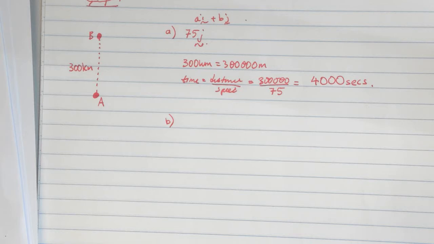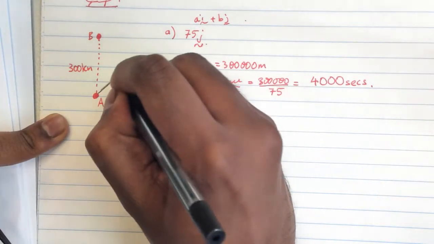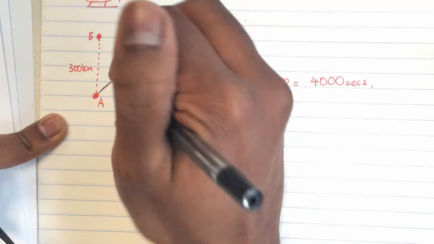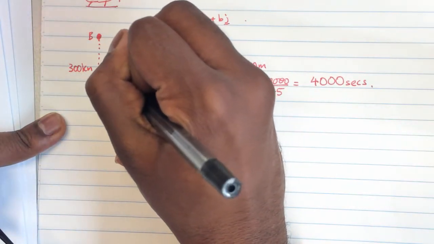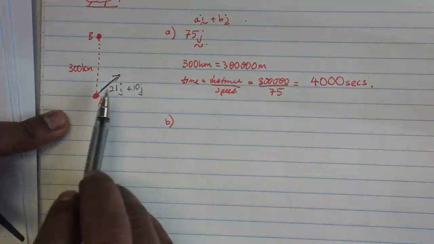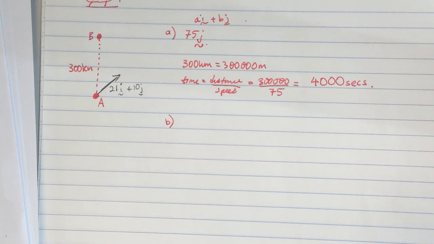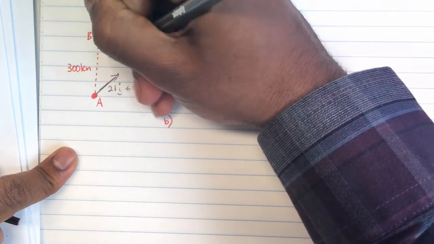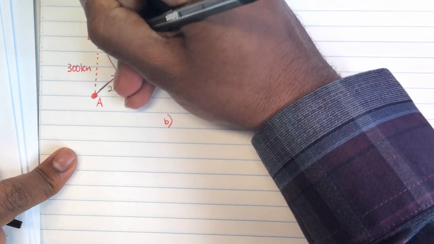Well, let's see where the wind's going, and where we actually have to go. Alright, so I'll do it in black. There's a wind going this way. This wind is 21I plus 10J. Are we in the right direction? Yes, positive, positive. So obviously our helicopter has to fly this way so that we end up at B.